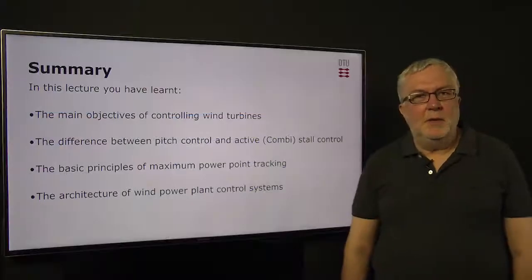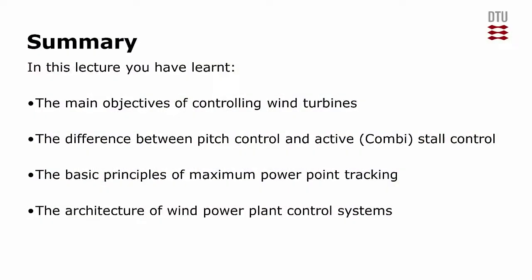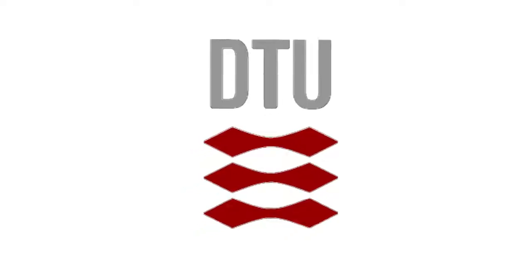To summarize, what we have learned today is to understand the main objectives of controlling wind turbines, to be able to distinguish between pitch control and active stall control and understand which of those are most suitable, and also the basic principles of maximum power point tracking of a wind turbine, and finally the architecture of a wind power plant controller.